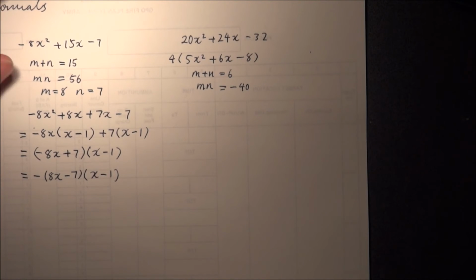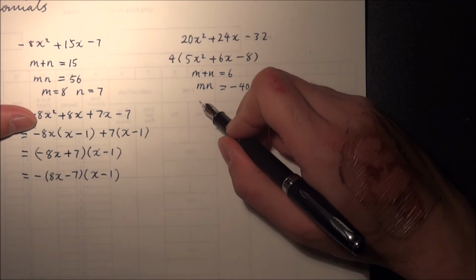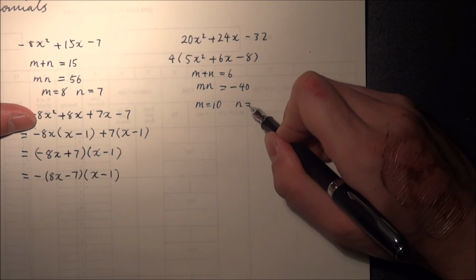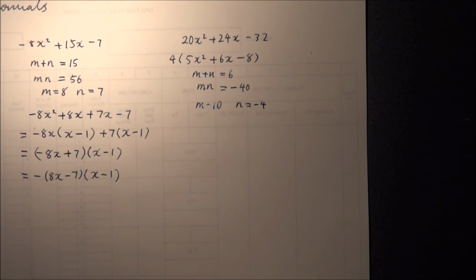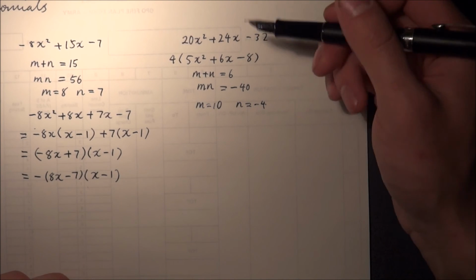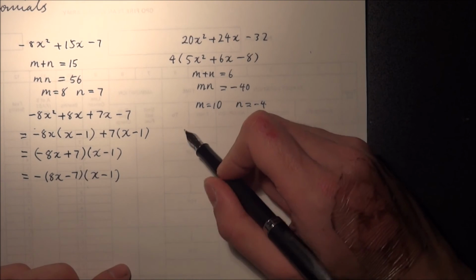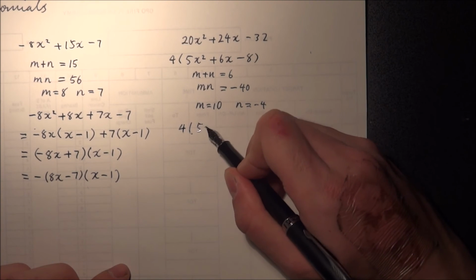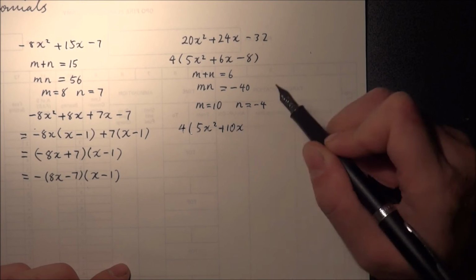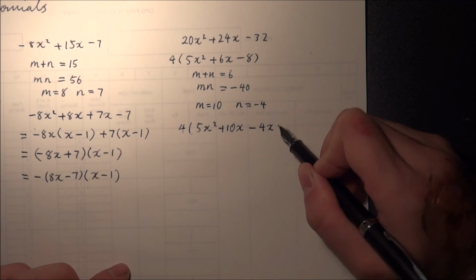Okay, so these numbers are m equals 10 and n equals negative 4, because 10 plus negative 4 is 6, and 10 times negative 4 is negative 40. Once again, we split the middle term here. So 5x squared plus 10x minus 4x minus 8.